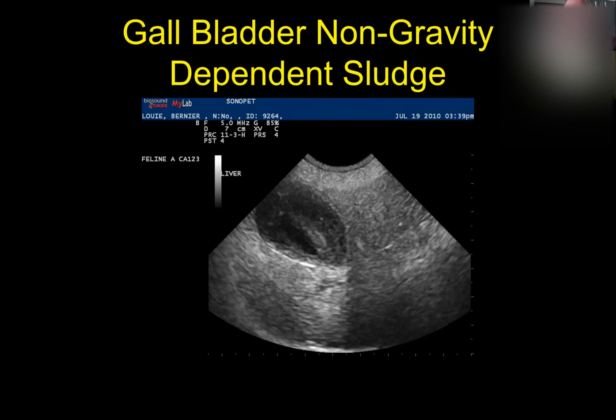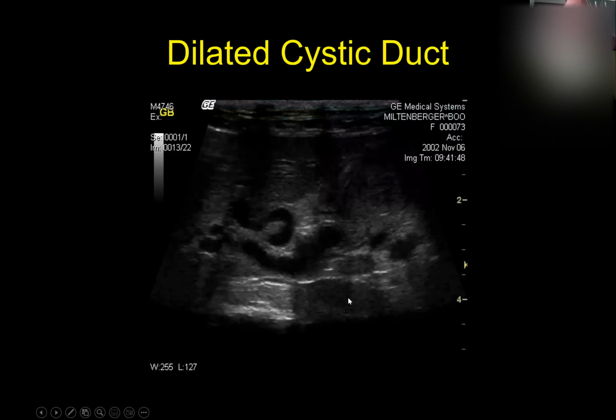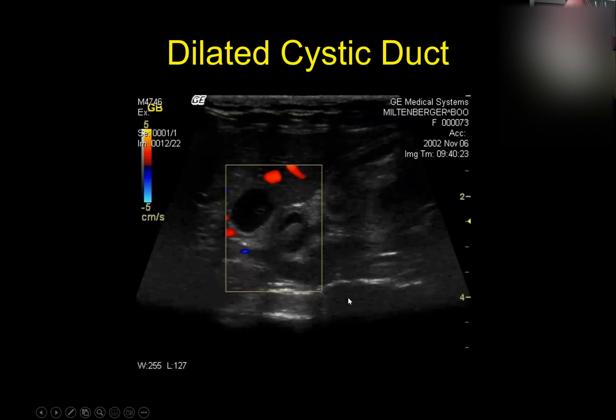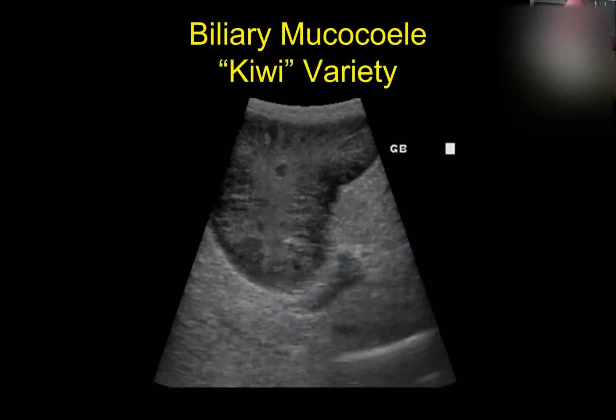Okay. If you start to get sludge that's more suspended and it doesn't settle out due to gravity, then we start to worry about these things called a biliary mucocele. Okay. Have you guys heard of a biliary mucocele yet? Probably not.